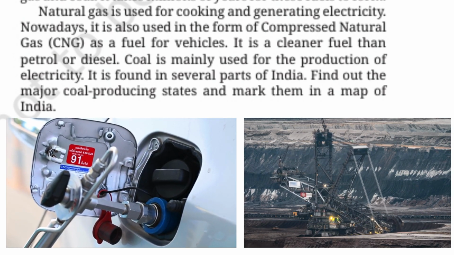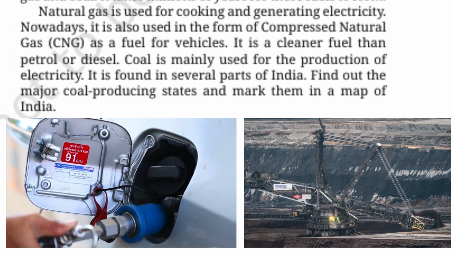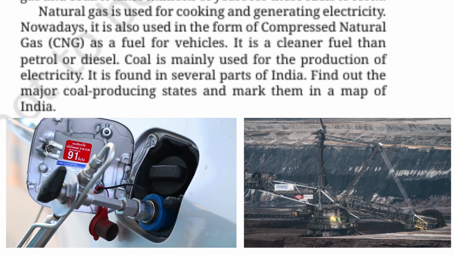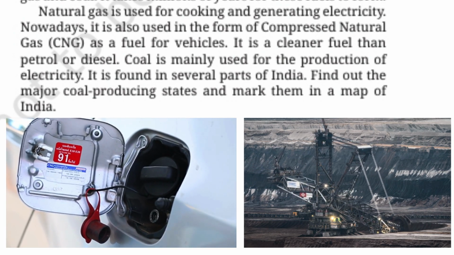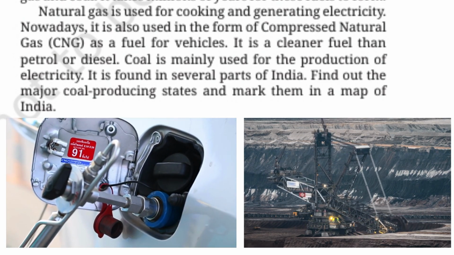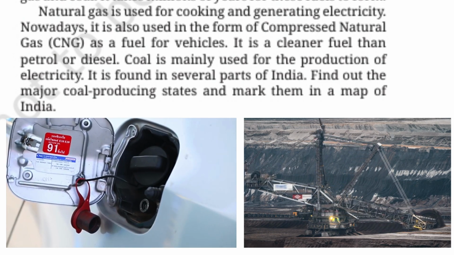Coal is mainly used for the production of electricity. What is coal? Coal is a type of black mineral that is dug from the ground. It is found in several parts of India. Find out the major coal producing states and mark them on a map of India. In Tamil Nadu, especially Neyveli, they are getting electricity from coal.